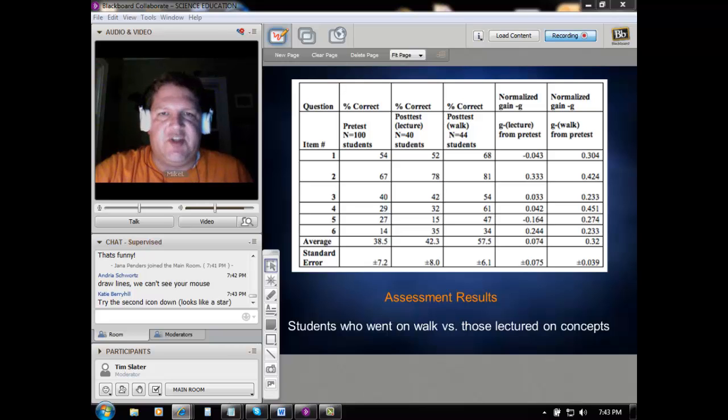But as you can see, the averages of the students who went on the walk were much higher, outside the deviation, and you can see the normalized gains were a lot larger as well. So we published that in The Physics Teacher, and in my thesis we actually ran about 3 trials of every one of these experiments, and sometimes changed up a few things.